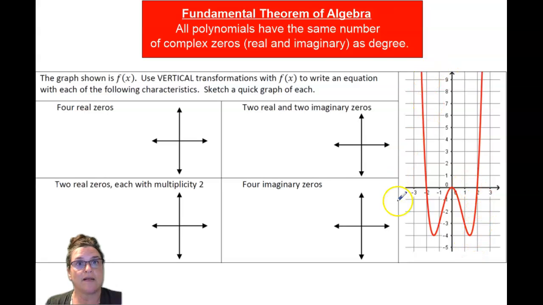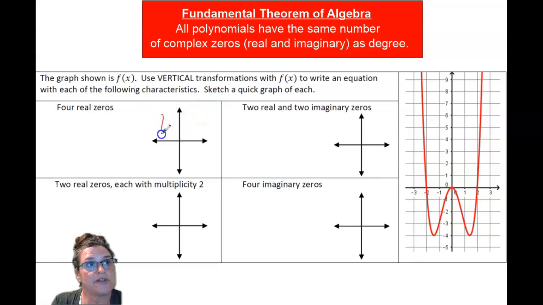So if this is my polynomial, this red graph f of x, and I want to use vertical transformations with that polynomial to write an equation where the graph has 4 real zeros. Right now it has 2 crosses and a bounce, right? So there's a zero at x equals -2, x equals 0, and x equals 2. That's 3 distinct real zeros, one of them with multiplicity of 2. I want to do a transformation to this graph so that it has 4 real zeros. And to make that happen, I would need to move this function up.